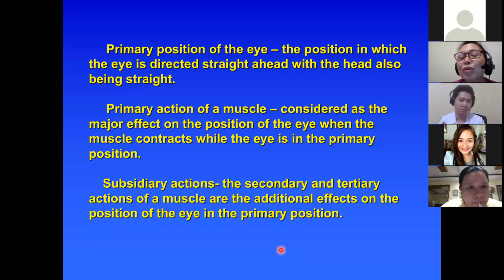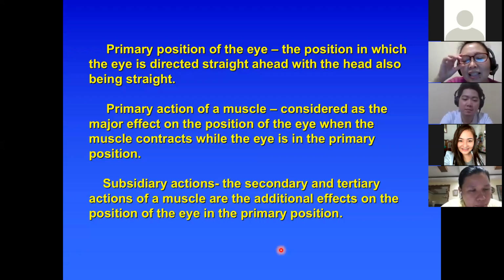So, during lateral gaze of the left eyeball, what muscle would that be on the left? Lateral gaze of the left eye, lateral rectus. The subsidiary actions naman are your secondary and tertiary actions of the muscles in addition to the effects on the eye in its primary position.